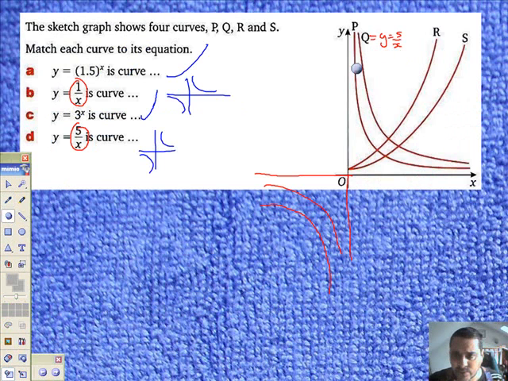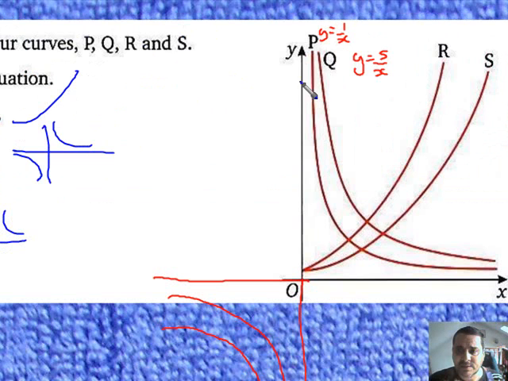And the P is going to be y equals 1 over x. Alright, so P is y equals 1 over x, close to the axes, and the Q is going to be y equals 5 over x, which is further from the axes, and that's how you can tell them apart. Now what about these power graphs?